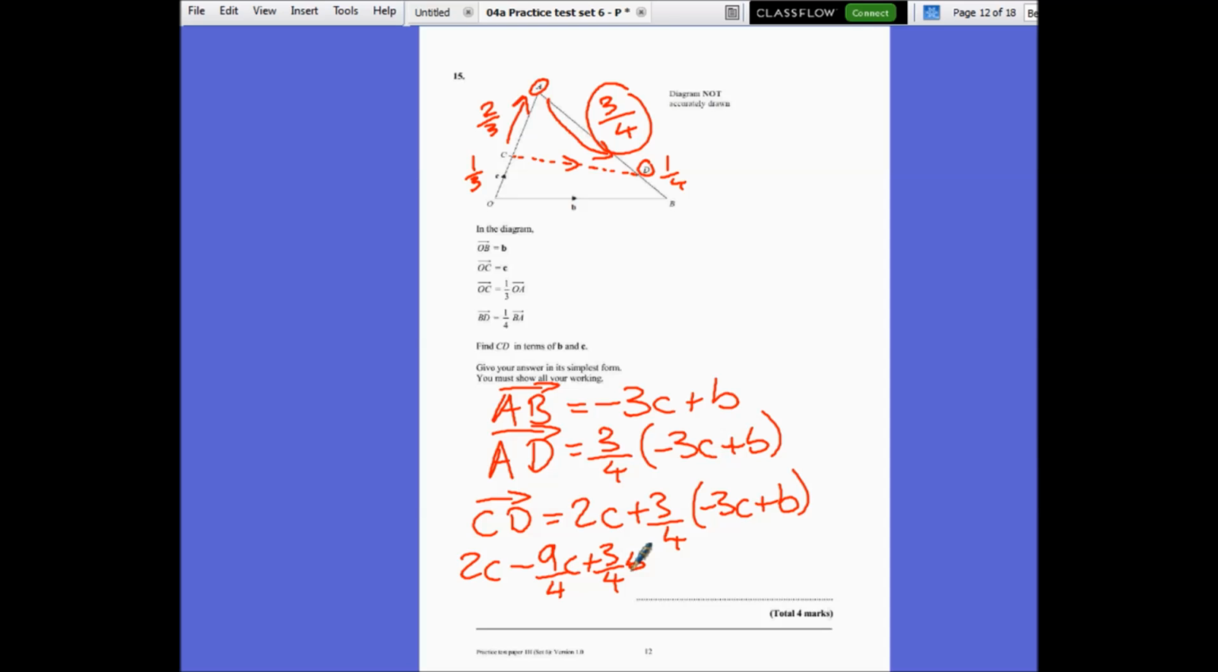9/4 is the same as 2 1/4, so if we're doing 2, take away 2 1/4, that would leave us with minus 1/4 of C, and we've still got the 3/4 of B. And that's your final answer.